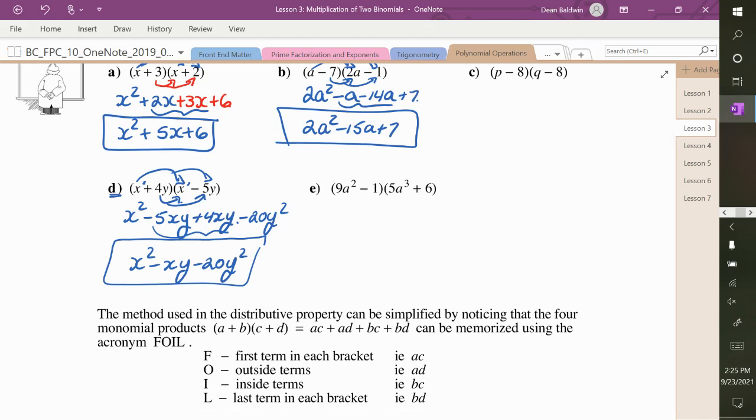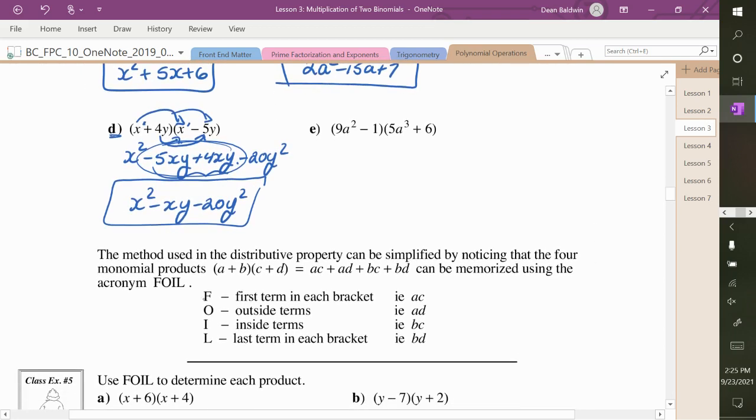Are you seeing a pattern here of what simplifies? Let's start with that. The middle two terms, all right? It's the middle two terms that will combine if you do it in the order that I'm doing it in, okay?